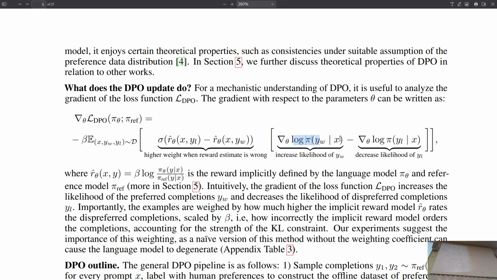But right now we're taking the derivative of the L_DPO with respect to theta, right? Derivative of loss with respect to theta. That's right. So it's a derivative, and we want to do gradient descent. We try to make the derivative equal 0. But if you read the paragraph, it says the gradient of the loss function increases the likelihood of preferred completions and decreases dispreferred completions. The examples are weighed by how much the implicit model rates the dispreferred completion, scaled by beta.